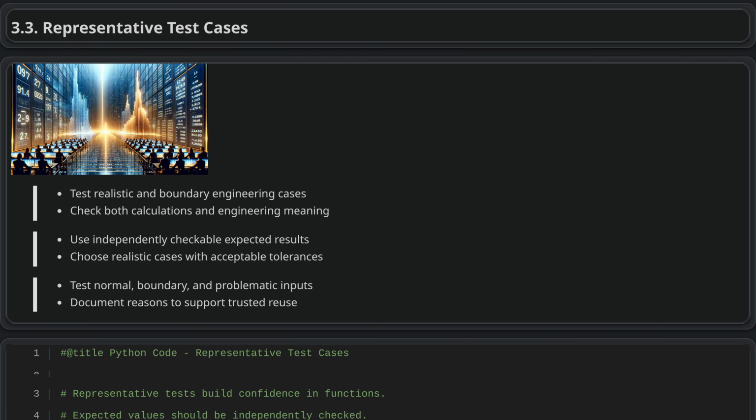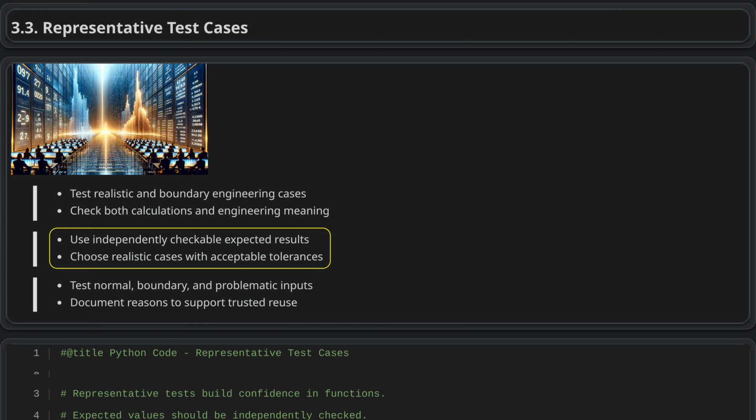Representative test cases. Chemical engineering functions should be tested with cases that reflect real operating conditions, not just a single example. Good tests include typical situations, extreme conditions, and cases where mistakes could easily be missed. For example, a liquid mixture density calculation should be checked with realistic mixtures, pure components, and boundary values to confirm both numerical accuracy and engineering relevance.